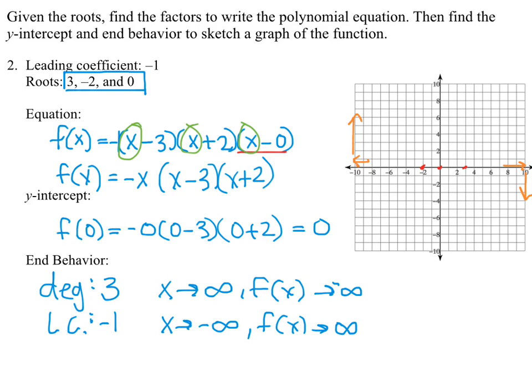And then all of my roots had multiplicity 1. So I'm going to come from the top, go through my x-intercept, change direction, go through my other x-intercepts, and then go down. And that is approximately what this graph is going to look like.